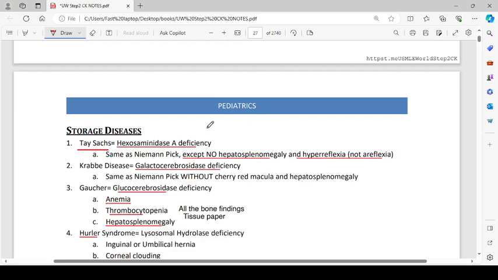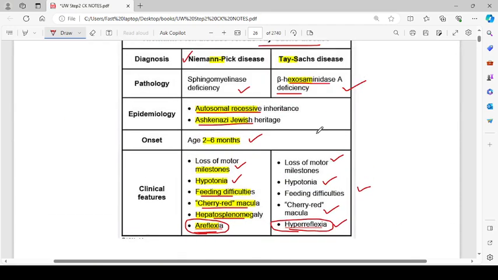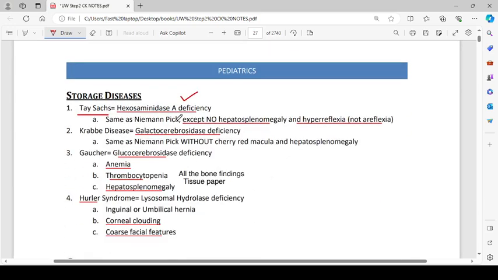Storage diseases. Tay-Sachs disease is beta hexosaminidase A deficiency, right? Same as Niemann-Pick disease, except no hepatosplenomegaly, and there will be hyperreflexia in place of areflexia. Krabbe disease is a galactocerebrosidase deficiency. The clinical picture is the same as Niemann-Pick disease without cherry red macula and hepatosplenomegaly.